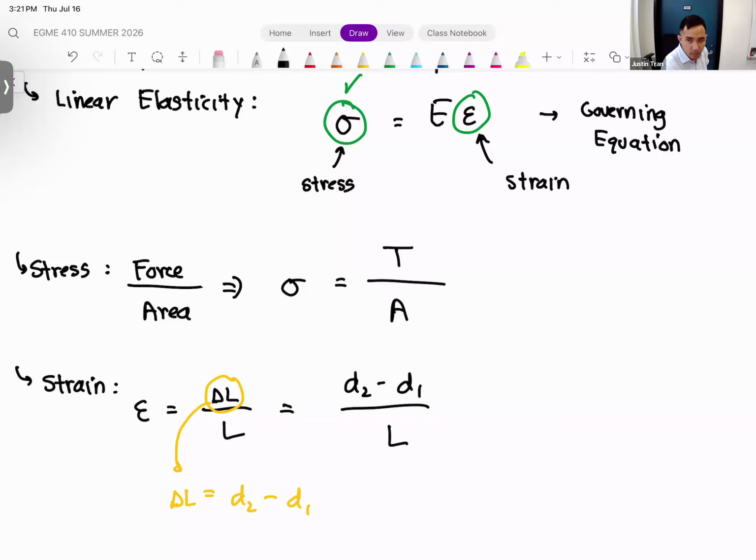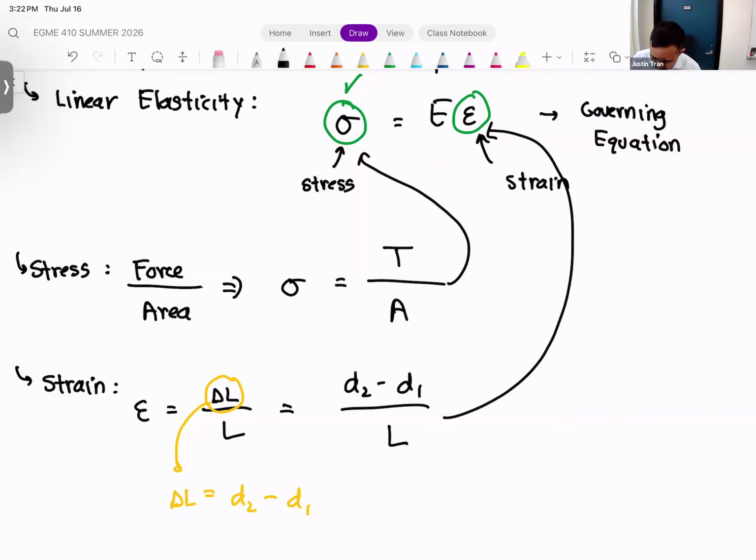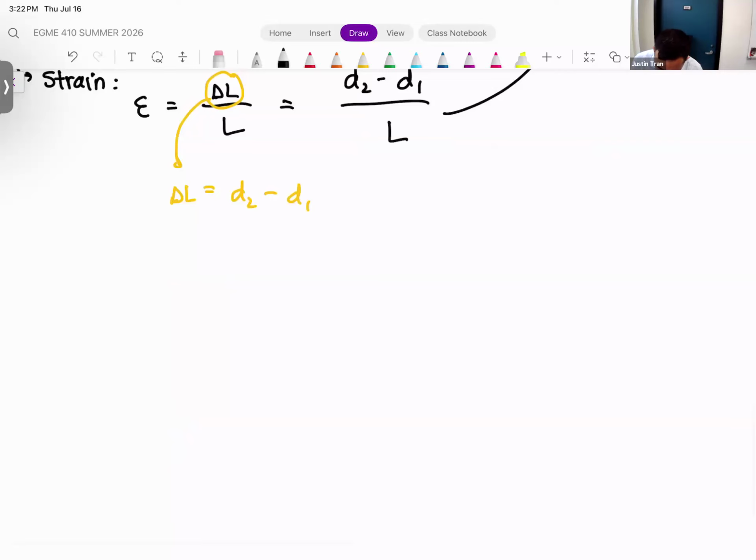Now that we have these, we can simply plug them in. Let's plug both of these into our linear elasticity equation. We do that, and we have sigma, which is T divided by A, equal to E times the strain, which is D2 minus D1.